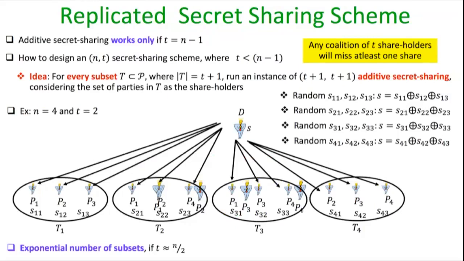Okay. So what we can do is we can get a solution for a general value of t as follows. We have the set of n participants. We divide the set of those n participants into various groups of size t plus 1. So there will be multiple such subsets. For each such subset of size t plus 1, I run an instance of additive secret sharing, assuming that the secret needs to be shared only among that subset of t plus 1 parties.